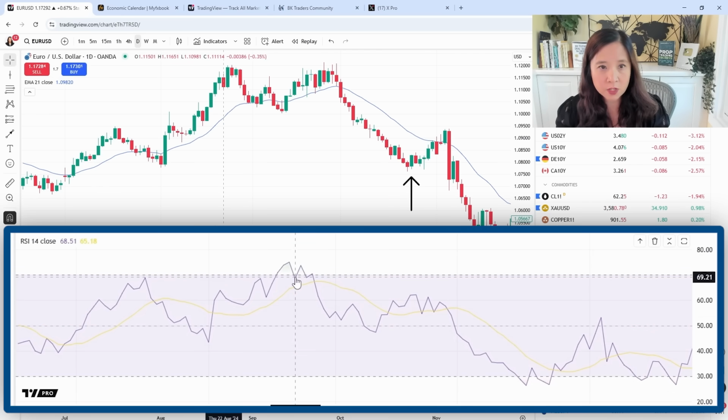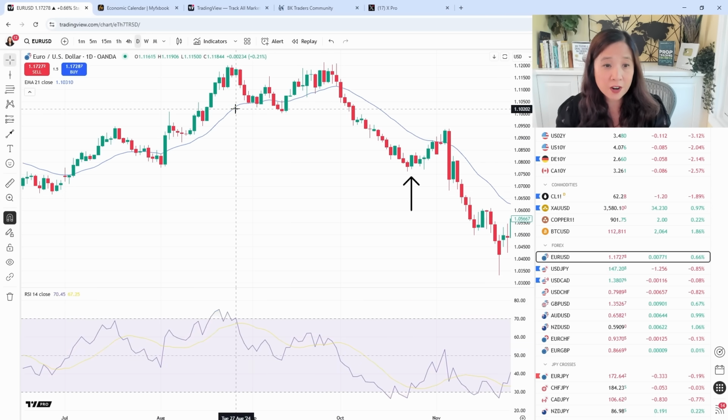RSI goes above 70, drops below, not the top yet. Second double dip over here, you're selling at this point here on the double dip. So that's selling at 111.61. Pretty tight stop for about 40 pips. And your target here is pretty much 110 pips is what you made. So 5 out of 5 winning trades in Eurodollar.